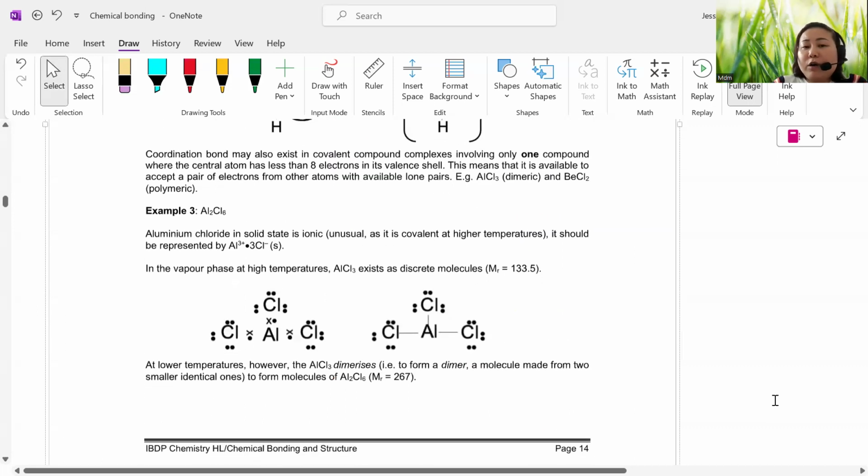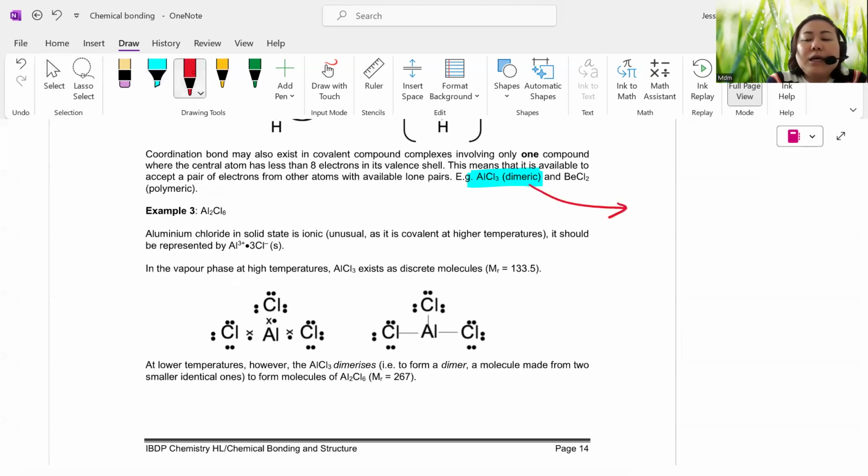Another example of coordination bond forming is in AlCl3. So in AlCl3, because aluminium is actually electron deficient, you will find that there is a tendency for aluminium chloride, AlCl3, to bond with another molecule of AlCl3 to form a dimer. So what's the meaning of dimer? Dimer means 2 units joined together.